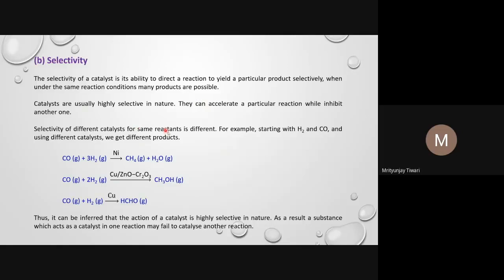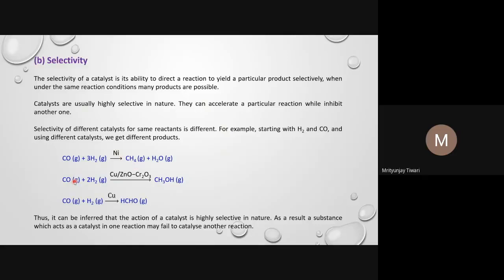This point we have seen: selectivity of different catalysts for the same reactants is different. For example, in the same reaction starting with H2 and CO, using different catalysts, we get different products. So CO and hydrogen, when they react in the presence of nickel, form methane and water. So methane is formed in the presence of nickel catalyst. So this nickel catalyst is selective. It is giving only this one exclusive product.